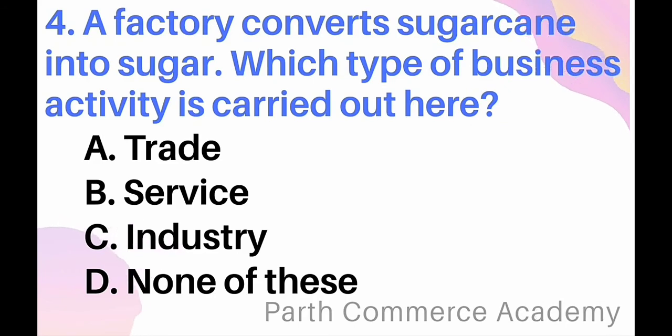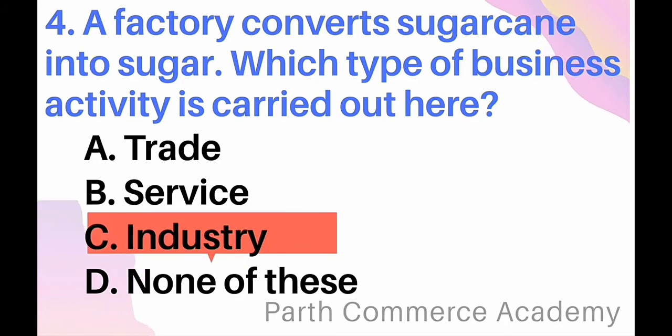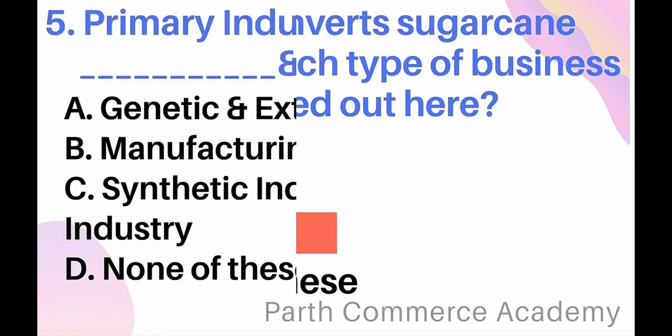Next question is, a factory converts sugarcane into sugar. Which type of business activity is carried out here? Trade, service, industry or none of these? Here we know that when we are converting some raw material into finished goods, it is included in industry. So the correct answer is option C, industry.